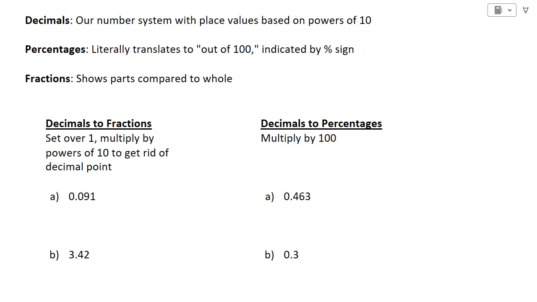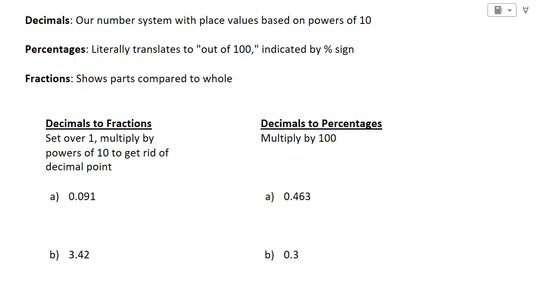Percentages literally translate to out of 100. Percent is out of 100. If you look at the word, it's indicated by the percentage symbol. So it divides things into portions that show out of every 100. It's a percentage rate. Fractions show the parts compared to the whole.